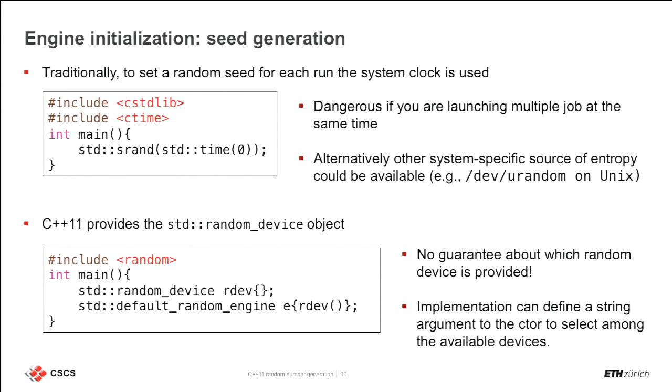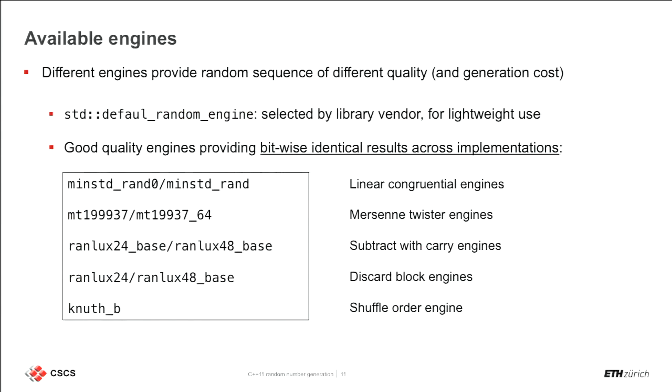The problem here is that you cannot be sure which device you will get. Actually, it is implementation dependent. There could be a constructor of this random device object that takes in input a string, giving you the possibility to choose a particular device to be used for the initialization of the random engine.